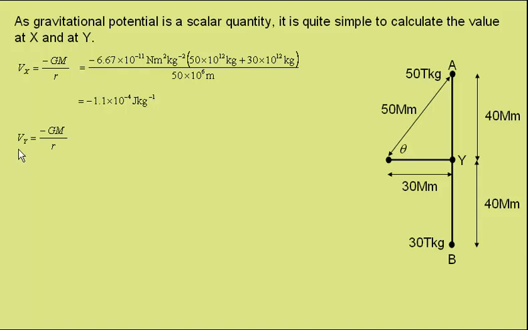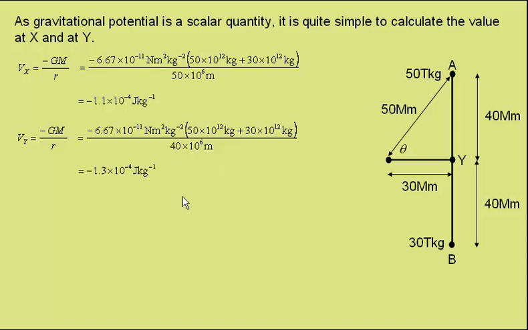Doing the same thing at Y. Now we have a distance of 40 megameters and a potential of minus 1.3 times 10 to the minus 4 joules per kilogram.